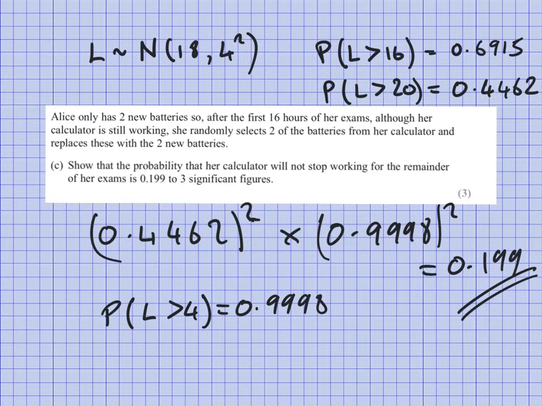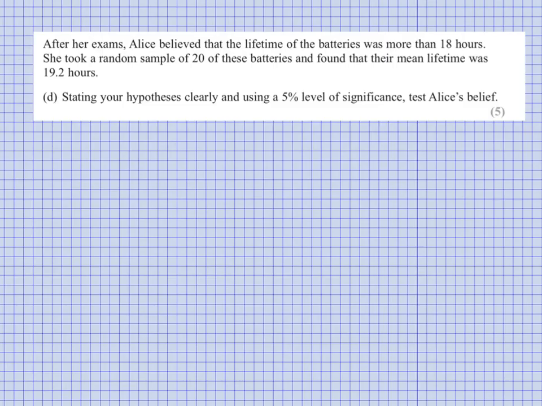Let's move on to part D, which, as I said, is a fairly standard bit. Okay, part D is a straightforward hypothesis test using a normal distribution. We need to remember the formulas involve dividing by the size of the sample. So in this case, we're going to be stating that L, with the line on it, because it's the sample L, can be modelled as a normal.